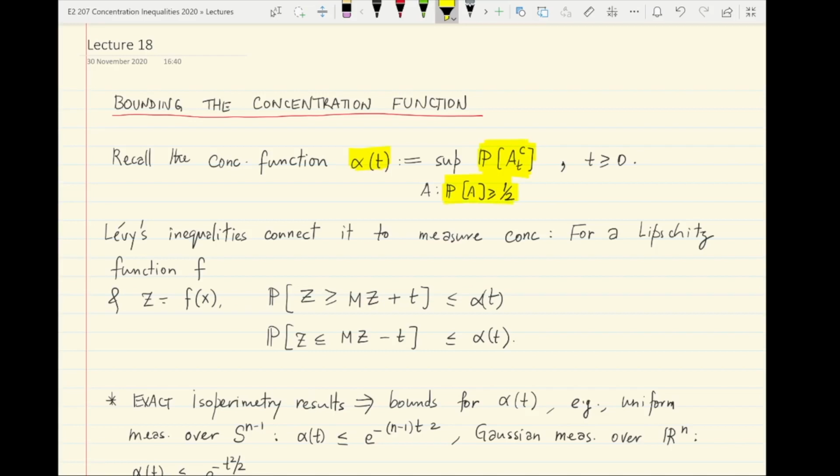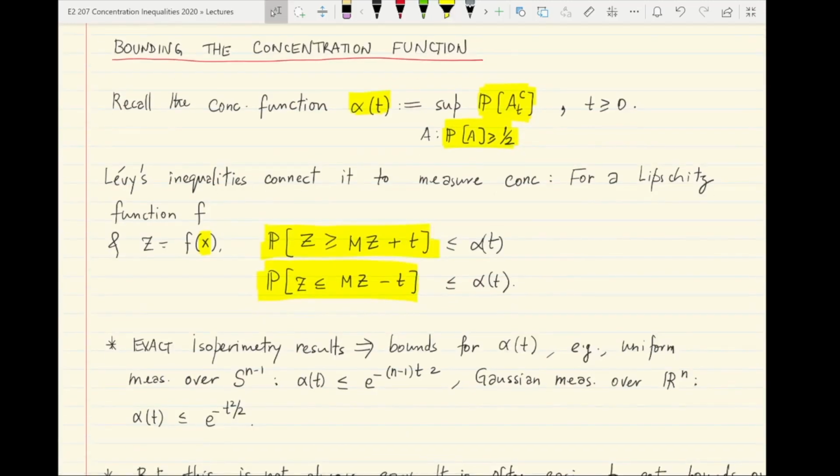We basically saw that if we can control the concentration function alpha of t, then it actually serves as a very convenient upper bound to the probability that Lipschitz functions f of a bunch of random variables on that probability space concentrate around their medians. Okay, so the alpha of t concentration function can give bounds on the deviation probabilities of Lipschitz functions about their medians by an amount of t.